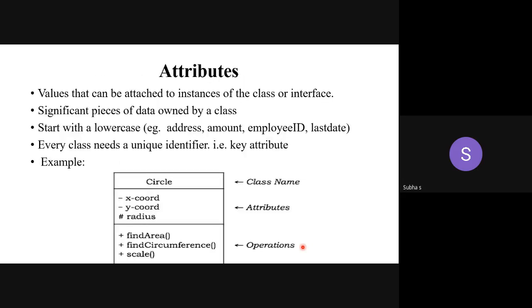Now we move on to attributes. As told in many classes, a class diagram is represented by what? 3 compartments or 3 parts. So these are the 3 parts. The first part is your class name, the second part attributes, and the third part is operations. Don't think that I didn't mention it anywhere in the slide so far. These are all the default things which you have to remember. So a class diagram contains 3 components: class name, attributes, and then operations.